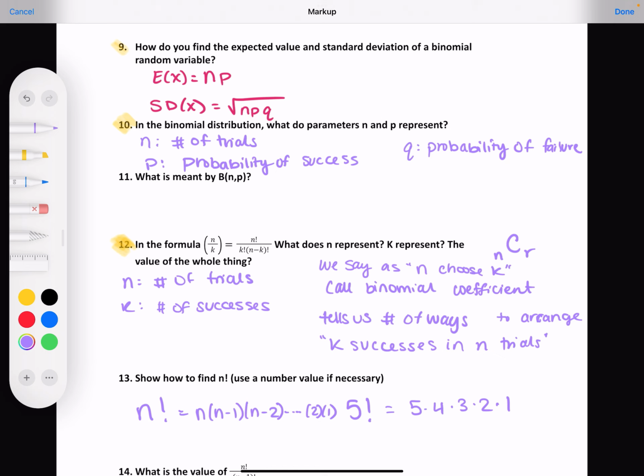Why does it become just 2 times 1? Because I keep subtracting. Eventually, I have to get down. Like if I had 500, 500 times 499 times 498 times 497 times dot dot dot times 2 times 1. It's going to be a very big number. It's kind of sad, but it's a huge number that I have no desire to deal with.